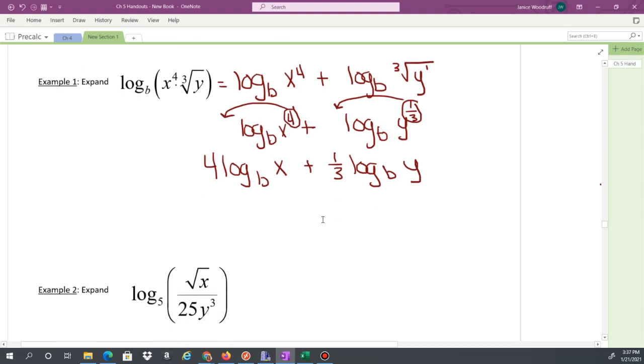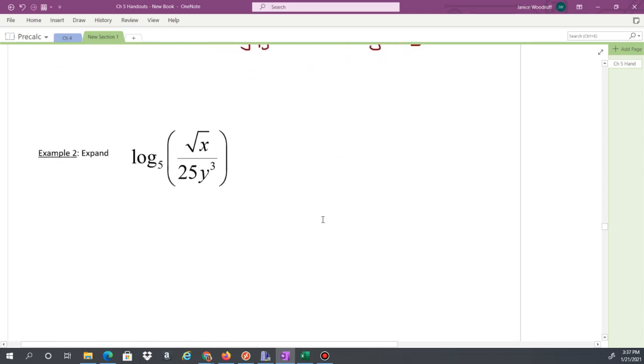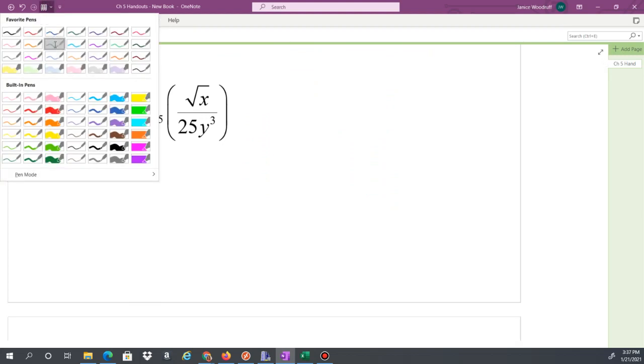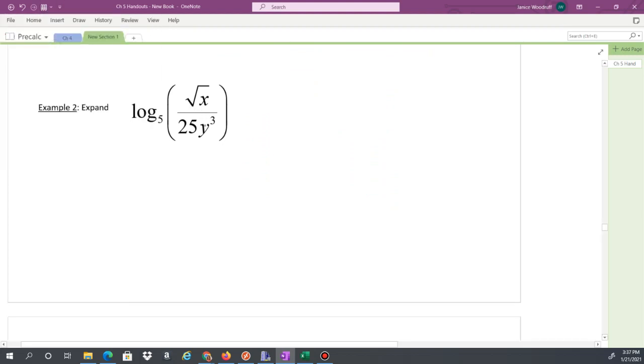Let's take a look at another example here. The first thing that I have here is some division going on, and I also have some multiplication down here. So I'm going to start with the quotient rule, where I'm going to go log 5 of the square root of x. The division is going to turn into subtraction. And I'm going to have log 5 of 25 y cubed.